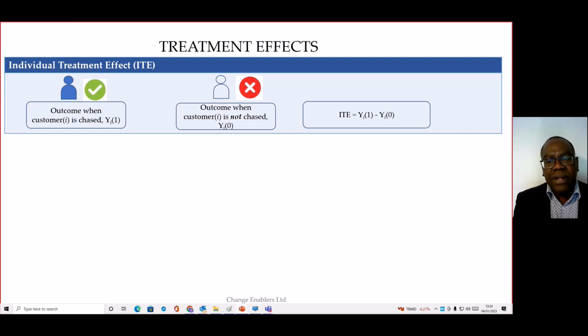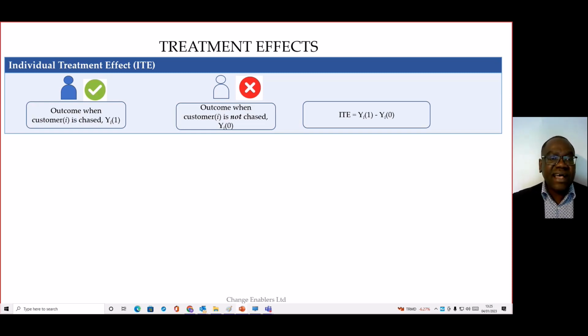However, the problem with causal inference is that unlike for a predictive model, where you can compare your prediction against the ground truth, with causal inference, we can only observe one outcome or the other. If we have chased customers, we can't go back in time and unchase them to see what the outcome would have been.